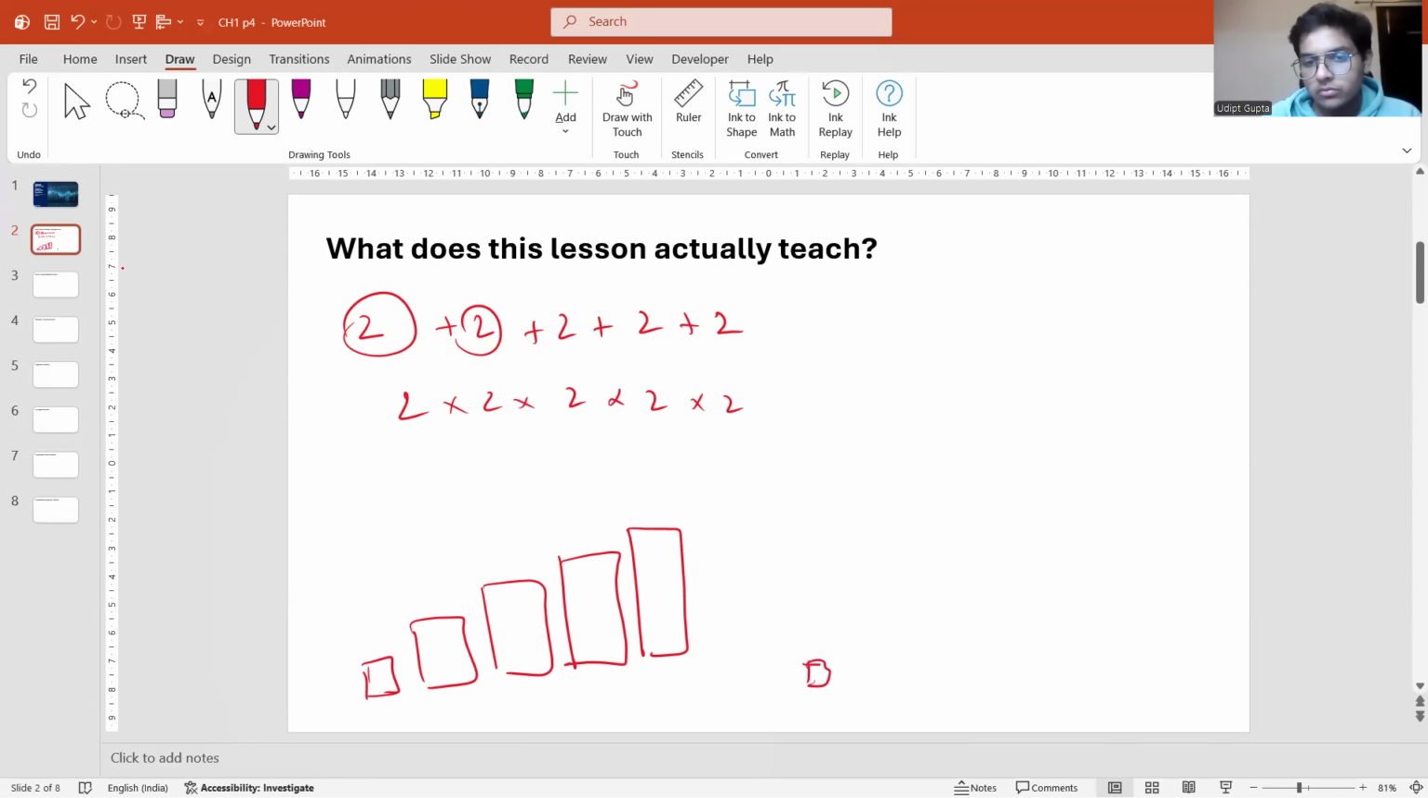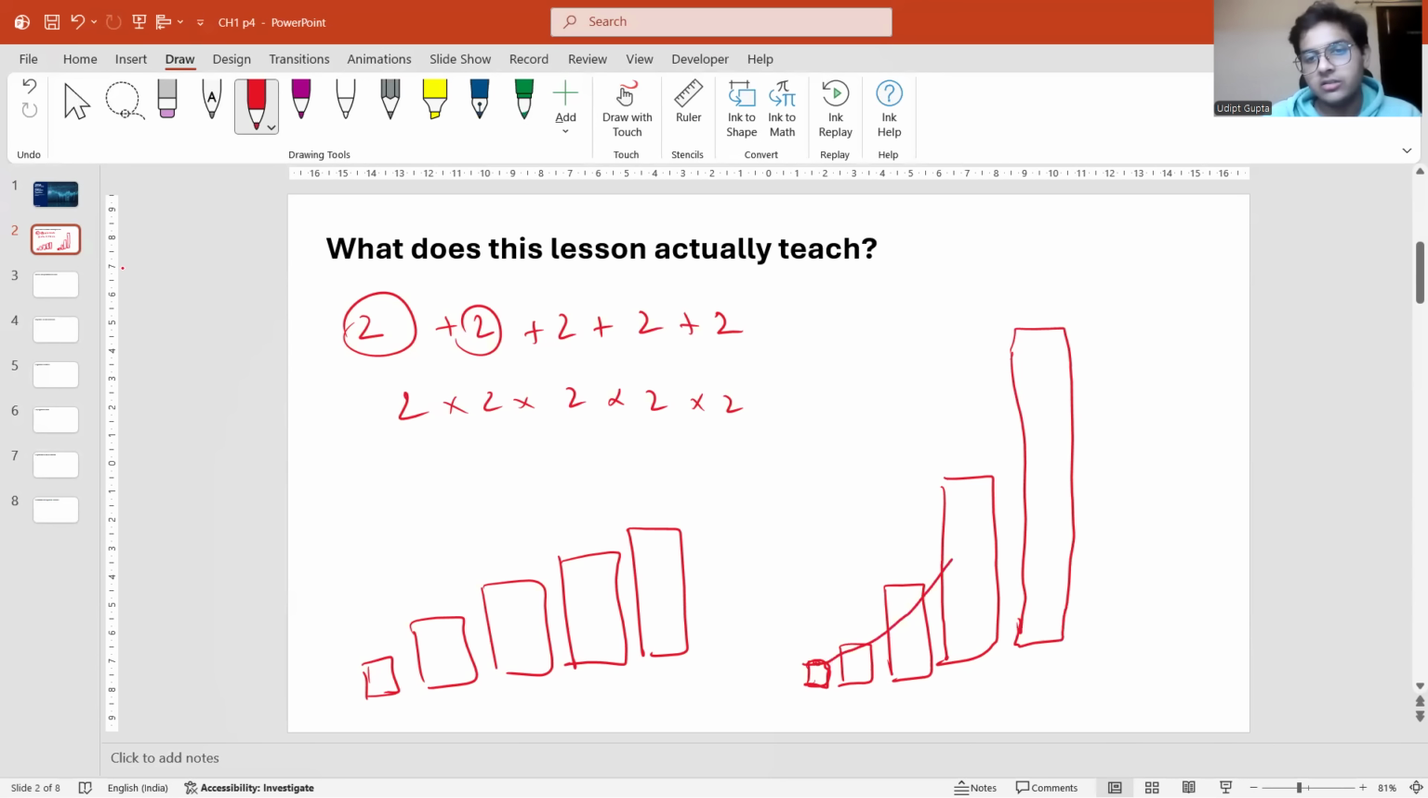It grows by multiplying by 2 every time. It goes 2, and then it goes 4, and then 16, and then 32, and then 64. This growth is exponential. This is exponential growth. This is linear growth. And this is what we are talking about.